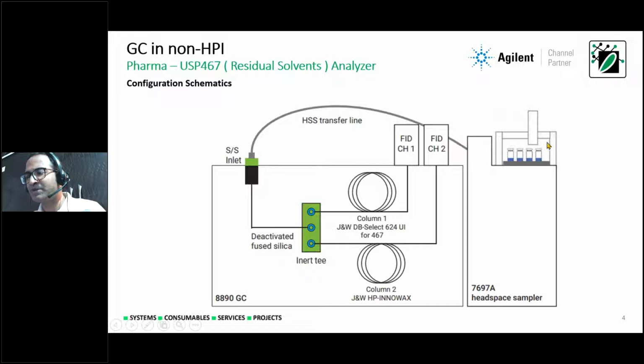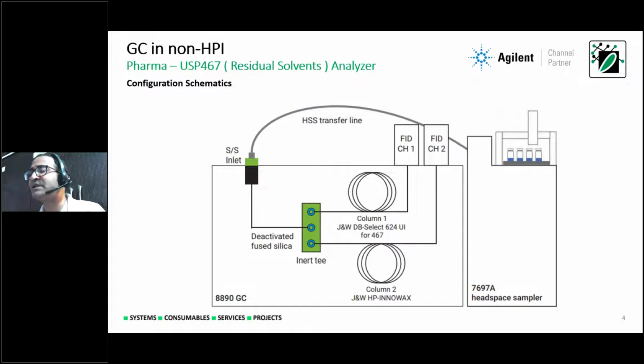So the autosampler actually sits here, and all your vials sit here. Then the machine will pick up a single vial and put it into the shaker heater. Now there are multiple options with the headspace.